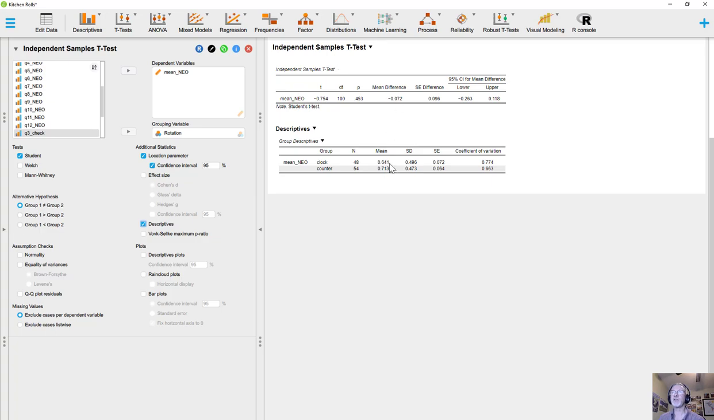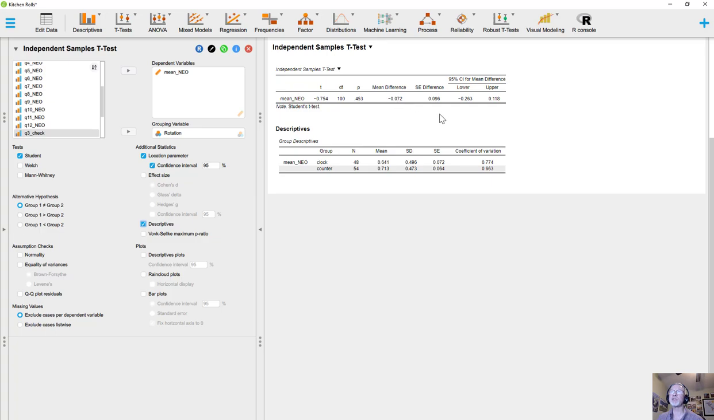Now, we also see that the difference is small. If you subtract one from the other, you get minus 0.072. We can look at the confidence interval, and the confidence interval goes from minus 0.263 to a positive 0.118. When you have a significant result, these two should both either be positive or both negative because they should not include zero. But here, zero is pretty much smack in the middle there.